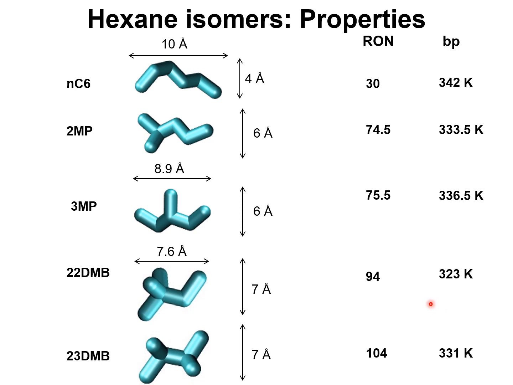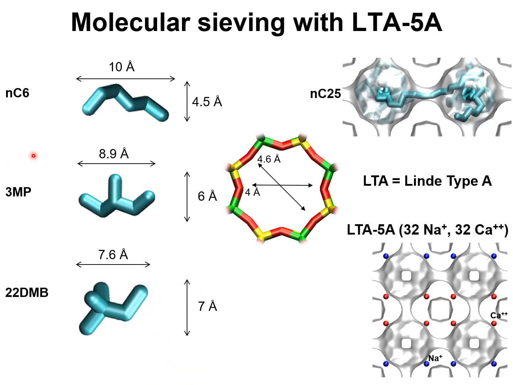And the objective of this presentation is to consider separations of hexane isomers using adsorbents. The simplest approach that can be adopted to separate hexane isomers is to exploit the principle of molecular sieving.